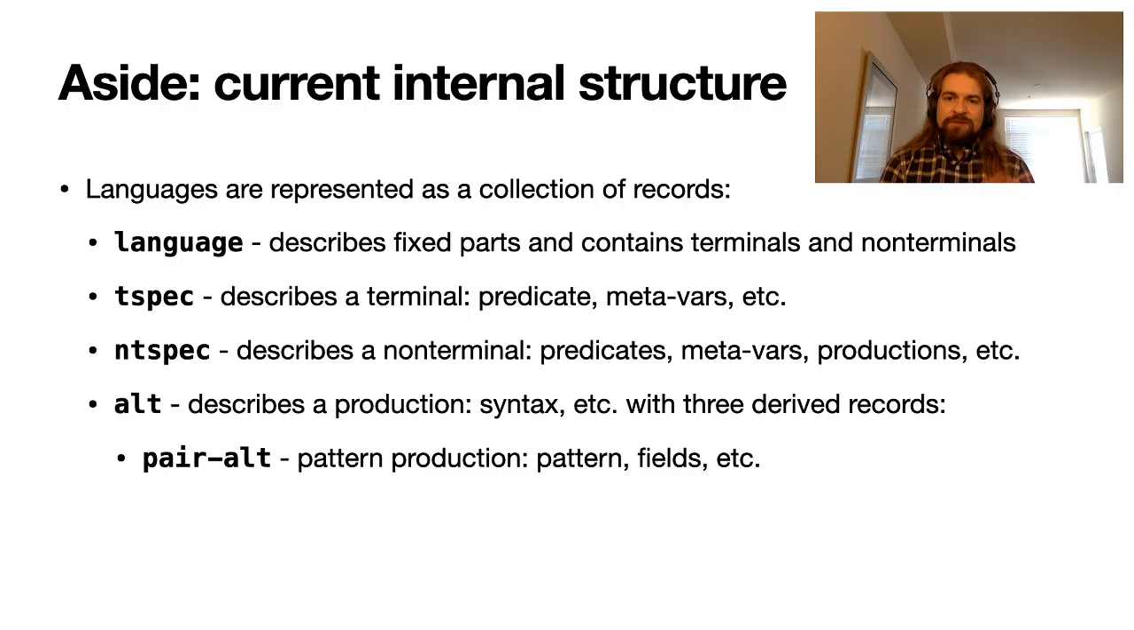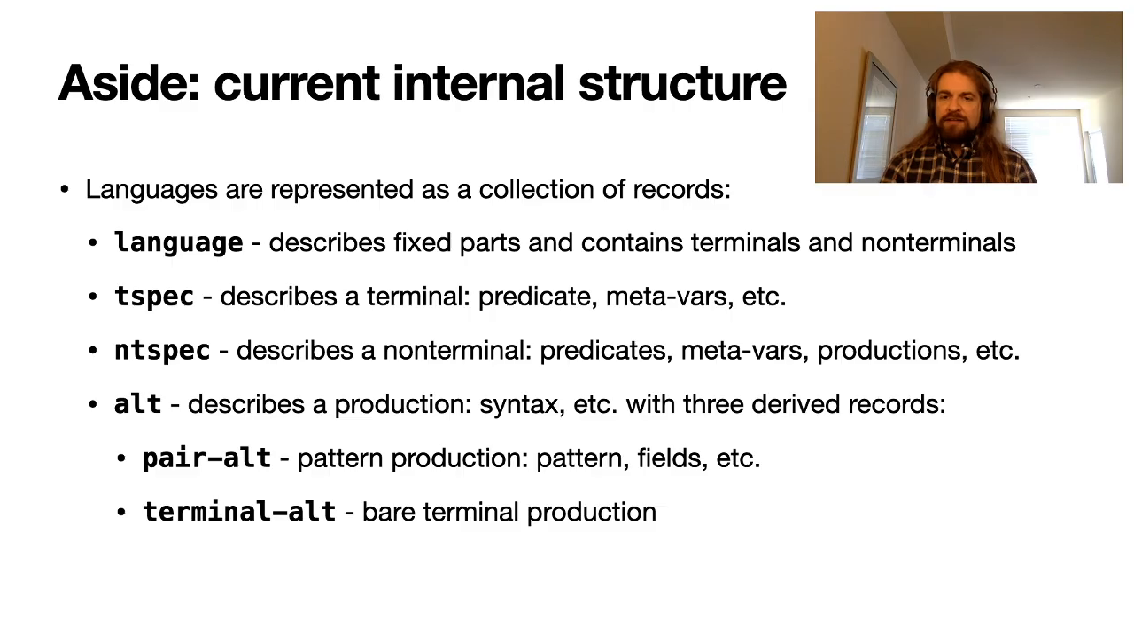Pair alt is how we represent the pattern. So when we have something like the quote pattern or the lambda pattern, those are represented by a pair alt, and they have the pattern, they have a separated out list of fields where we actually keep track of the nesting level of each of those fields if they have ellipses that follow them and that kind of thing. We also have what we call a terminal alt. This is basically when we have something like X or PR that shows up as a terminal that is in and of itself a production in the language.